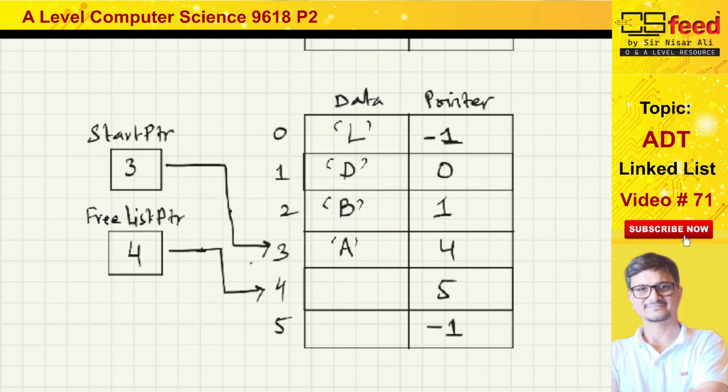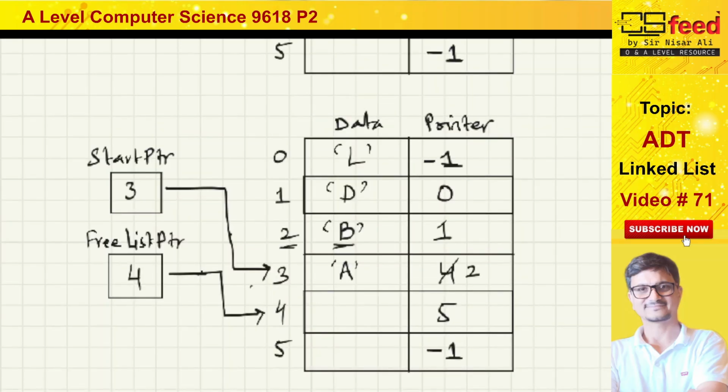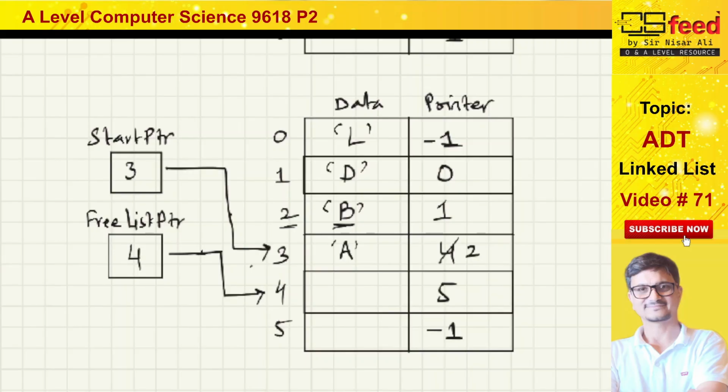All right. Now where should A connect? A now needs to be pointing to 2, because B is at index 2. So this is how we inserted, we added a value into the linked list. Okay. Now, for example, we want to remove L.